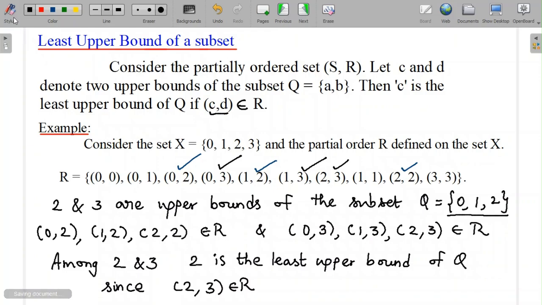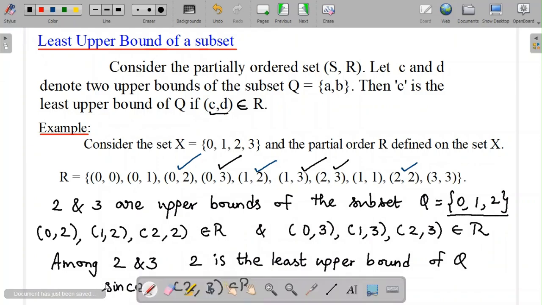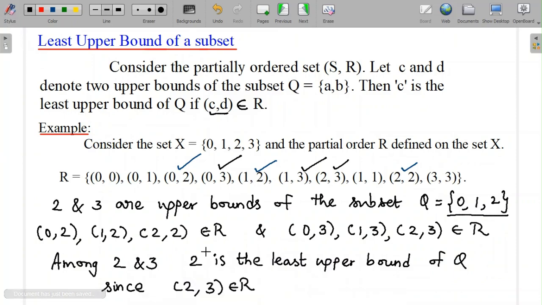But amongst these two, we see that 2 is the least upper bound, because when we compare 2 and 3, we have (2, 3). 2 is on the left. 2 is the lower of these two upper bounds. And therefore, 2 is the least upper bound.